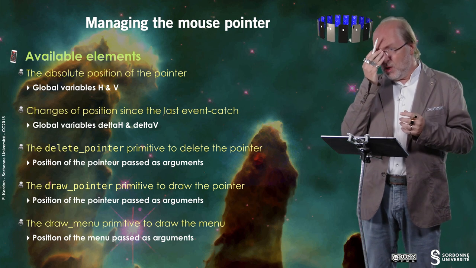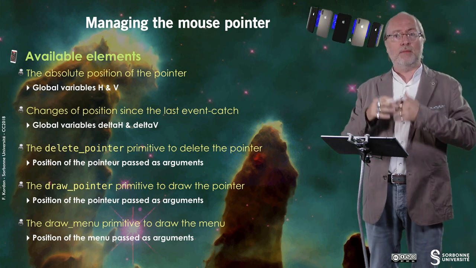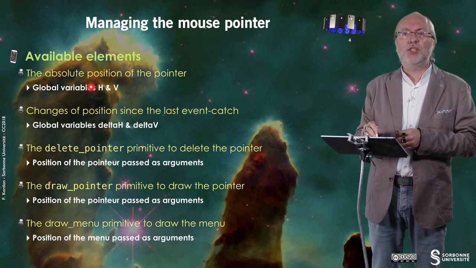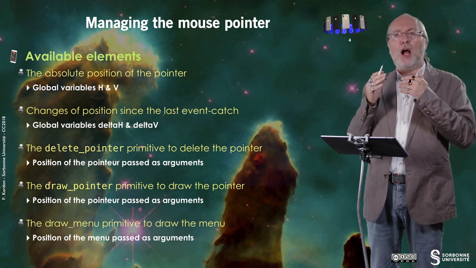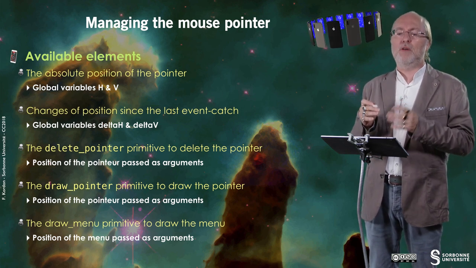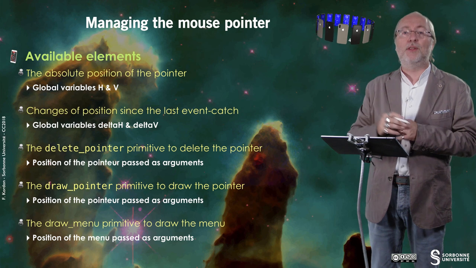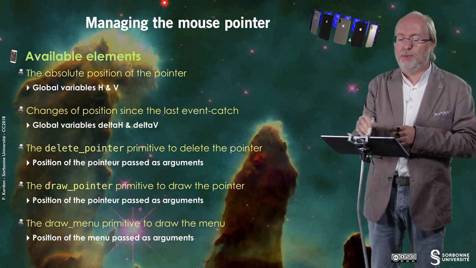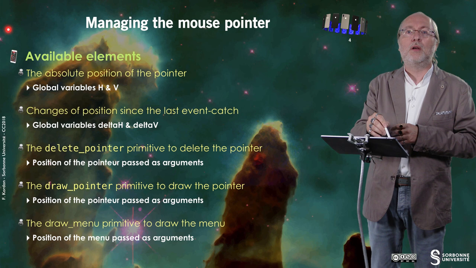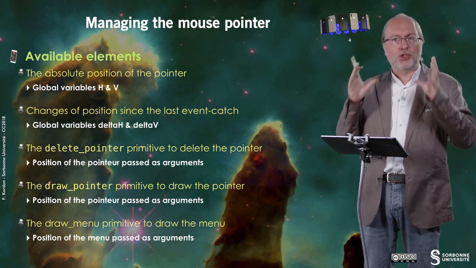So let's have a look at how we could manage the mouse pointer. You can imagine that when I move my mouse, the pointer will follow on the screen. So let's imagine that we have two variables, H and V, that store the absolute coordinates of the pointer on the screen. Usually on the screen, 0,0 is on top left, and here you have the X axis, and here you have the Y axis. In my example, this will be the position recorded in the H variable, and this would be the position recorded in the V variable. Of course, you can decide that your origin is somewhere else. It's just a question of convention.